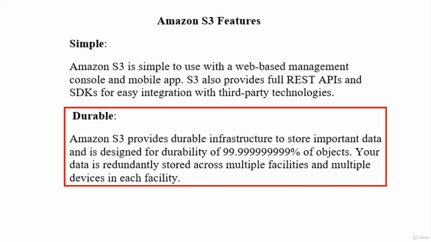The next feature is durability. Amazon S3 provides durable infrastructure to store important data and is designed for durability of 99.999999999% of objects. That means there is highly redundant storage of your S3 data across multiple facilities and availability zones.